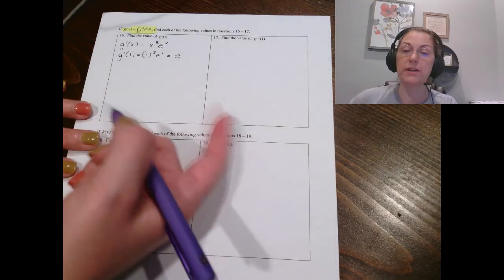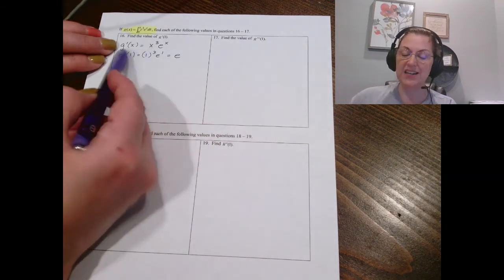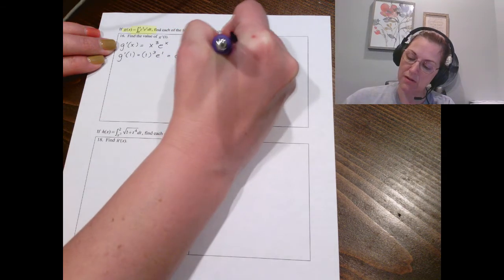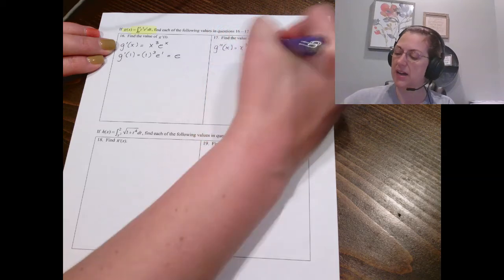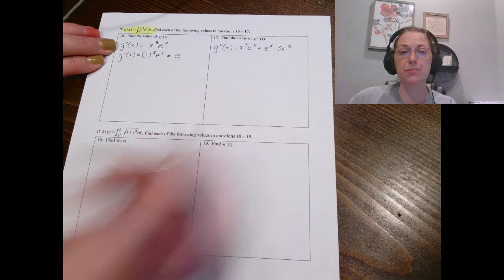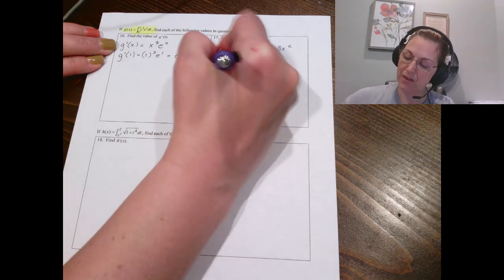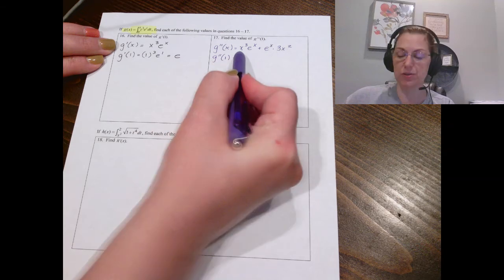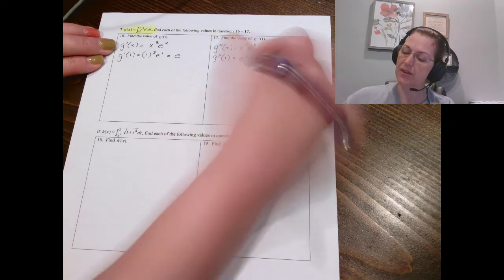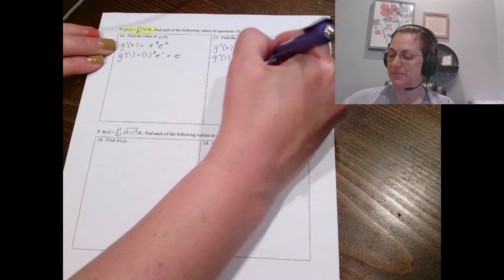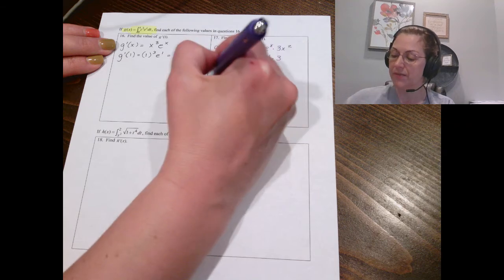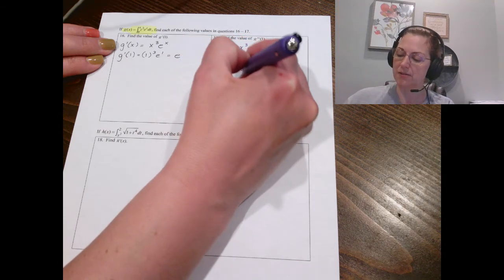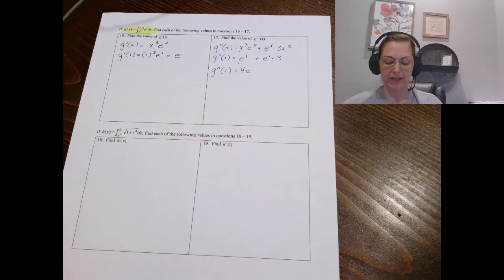Now 17 wants the second derivative. So we need to take the derivative of this. I want you to think product rule. So first times derivative of the second plus the second times the derivative of the first. And now you're plugging in 1. So 1 cubed is 1. Then I get e to the 1 plus e to the 1 times 3. So I've got 1 e to the 1 plus 3 e to the 1s. That gives me 4 e to the 1s, or 4e.